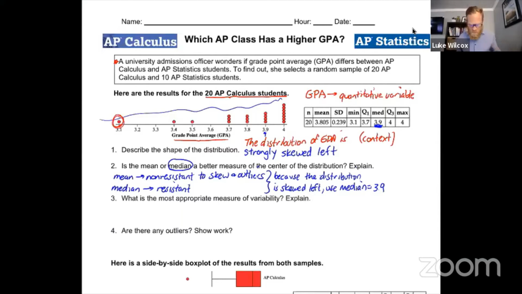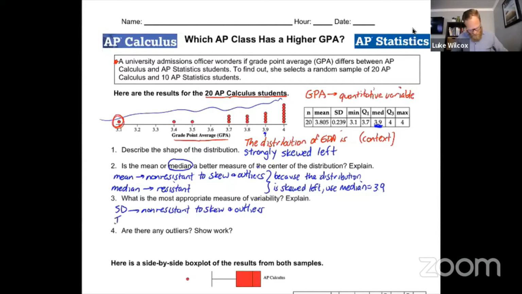We have a skewed distribution. And the problem with the skewed distribution is that the standard deviation is just like the mean in the fact that it is non-resistant to skew or outliers. What that means is that the outlier is going to have a big effect on the standard deviation, likely increasing the standard deviation quite a bit, right? Increasing that typical distance from the mean.